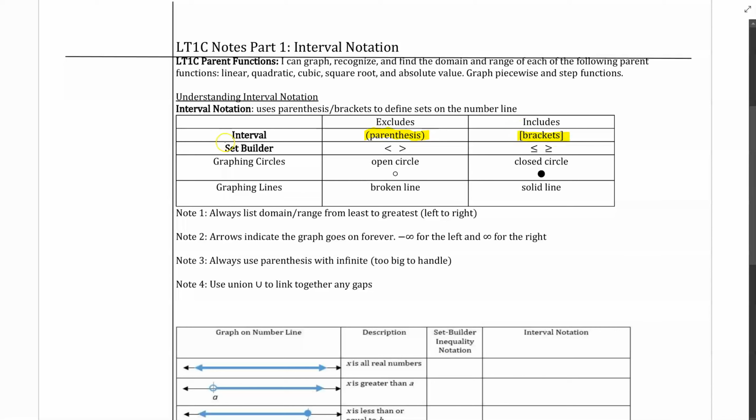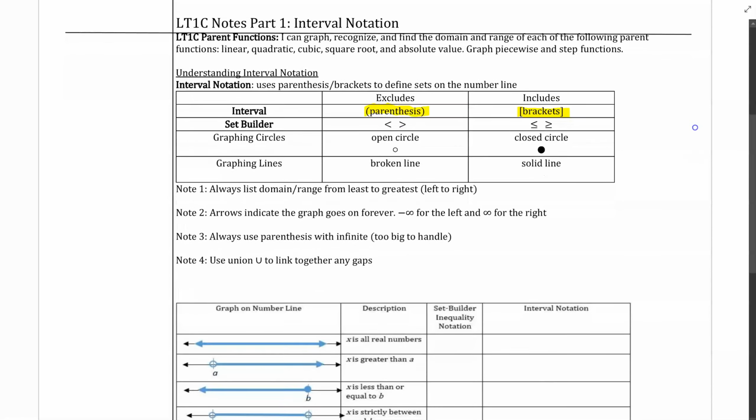This is what we have learned to kind of take the place of set builder notation, which you used to use in, say, middle school. And the way it works is if you see an open circle, then you're using a parentheses because we don't include that point. If you see a closed circle or a filled-in circle, then we are using a bracket to denote that we are including the point.